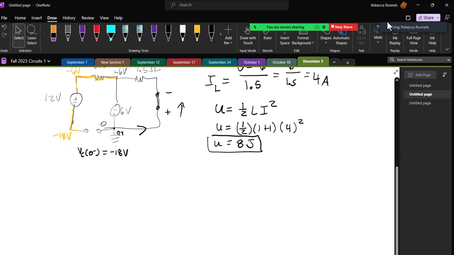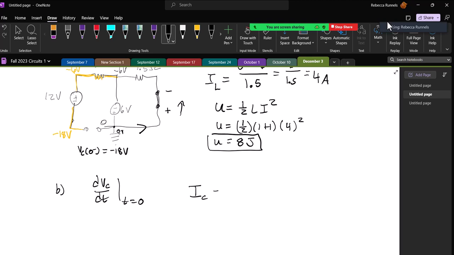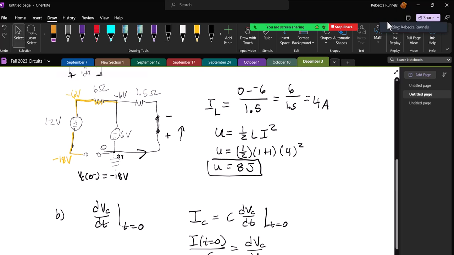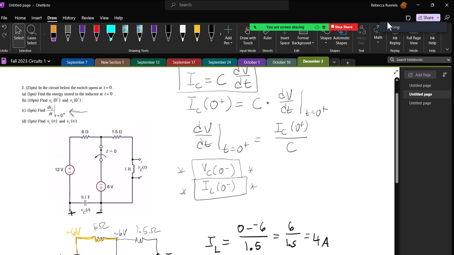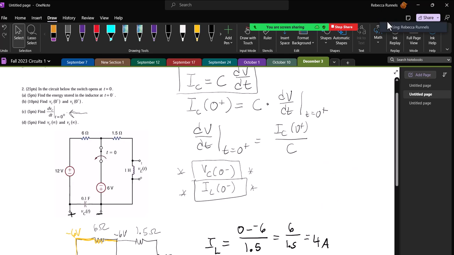Okay, so part B said to find dVc/dt at time t equals 0. Well, I know that the current through a capacitor equals C dVc/dt at whatever time, and I'm looking for time t equals 0. So I at t equals 0 over the capacitance will equal dVc/dt. So let's see if I can find the current through the capacitor at time t equals 0. Now it's 0 plus, so I now need to redraw my circuit at 0 plus. Let me grab that.